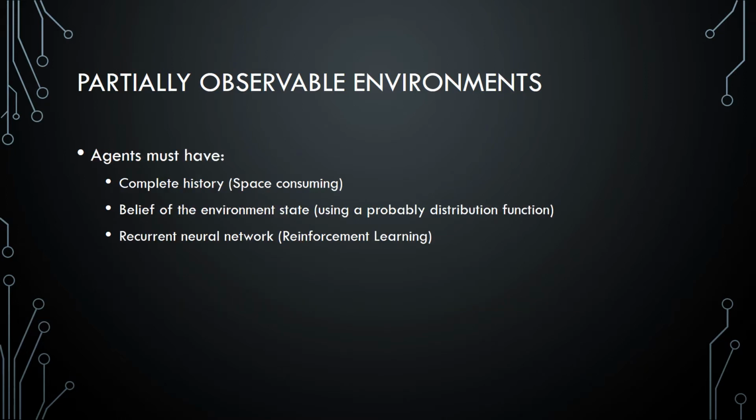Here, either the agents must have a complete history of the actions they have taken, which is space consuming, or they must have a belief of the environment state using a probability distribution function, or they should use a recurrent neural network, which also features here in reinforcement learning.